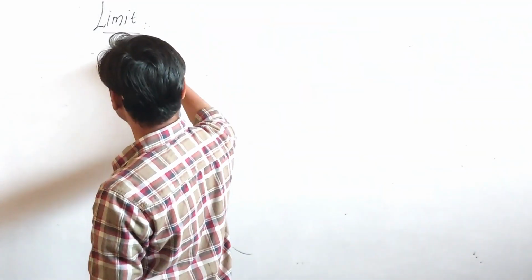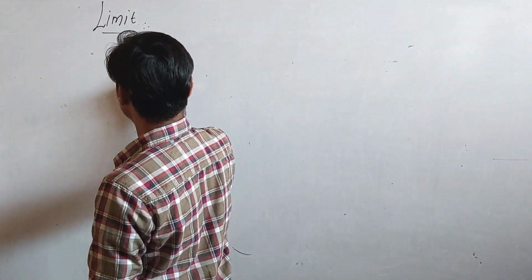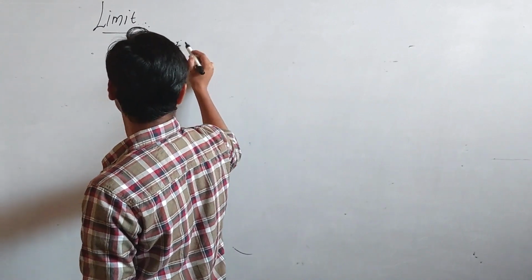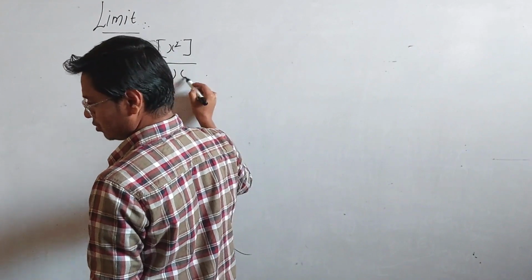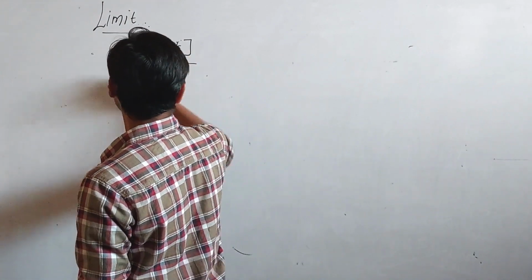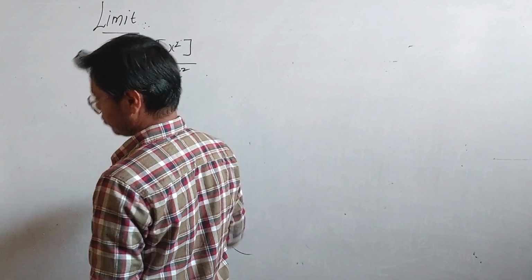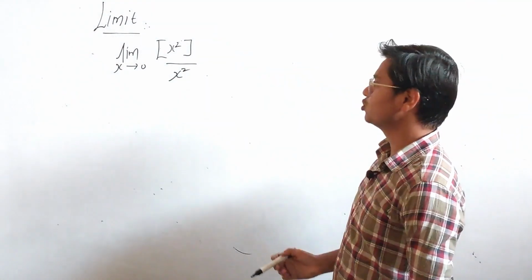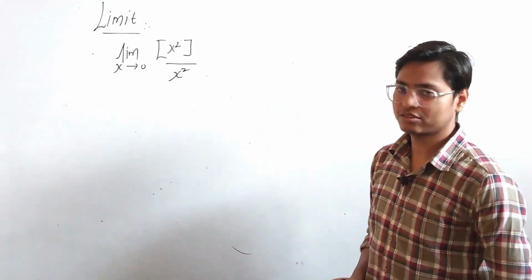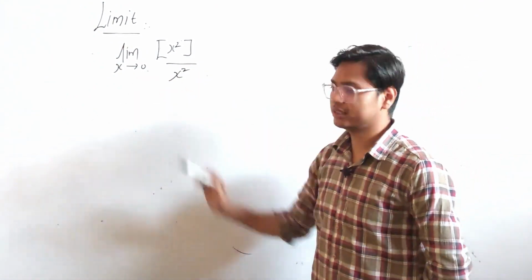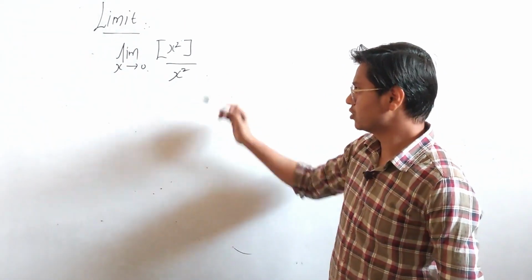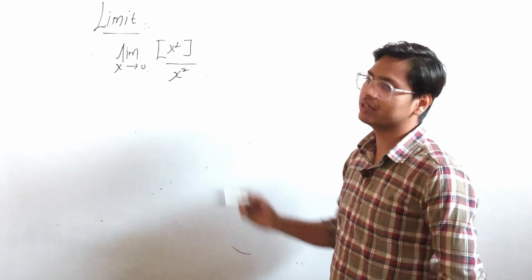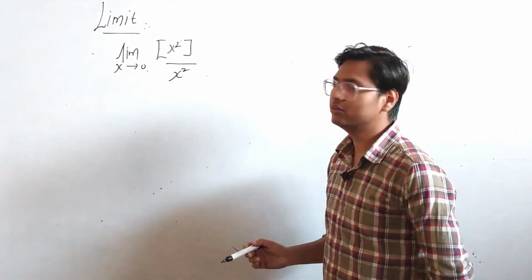limit x tending to 0, greatest integer of x square divided by x square. At x tending to 0, we have to check whether this limit exists or not. So the critical point is 0. This is also a defined function, the greatest integer function, which always gives the greatest integral value of x.